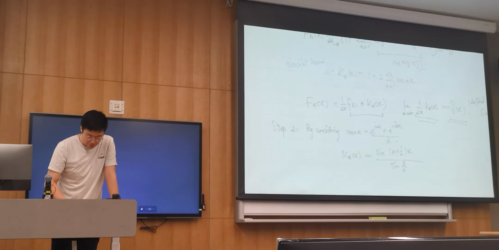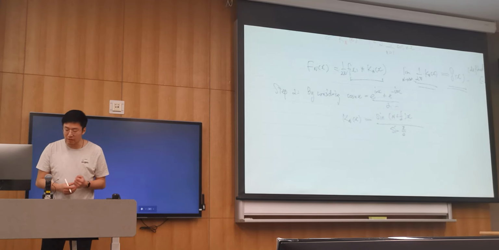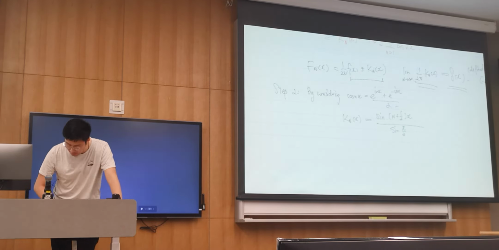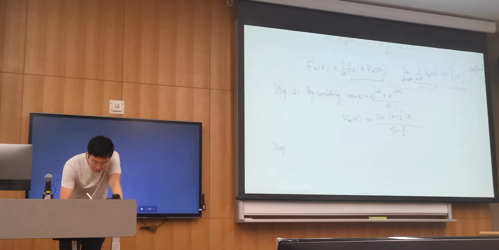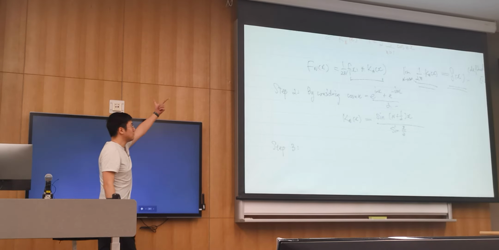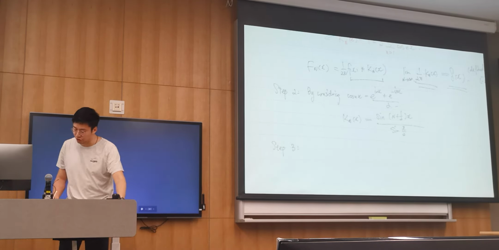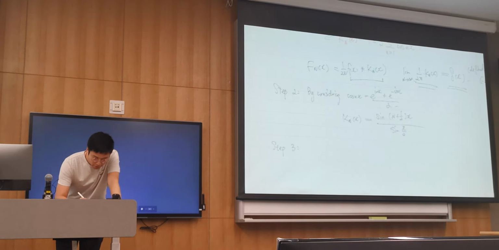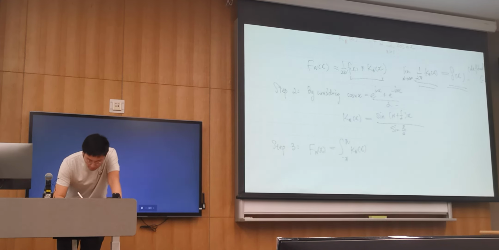And this is step number 2, and the next step, step number 3. Step number 3 is that by substituting this back into the convolution, what we actually obtain is that my f_n(x) is essentially the integral from negative pi to pi of K_n(x), and then f(x minus y).